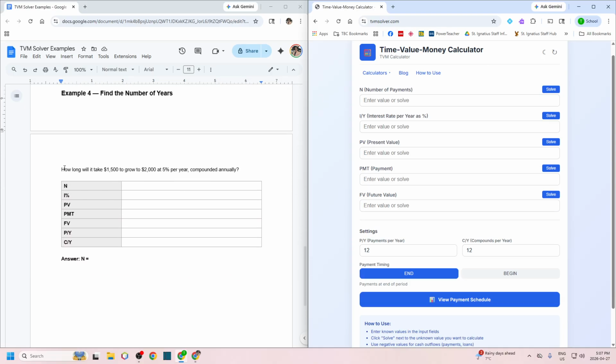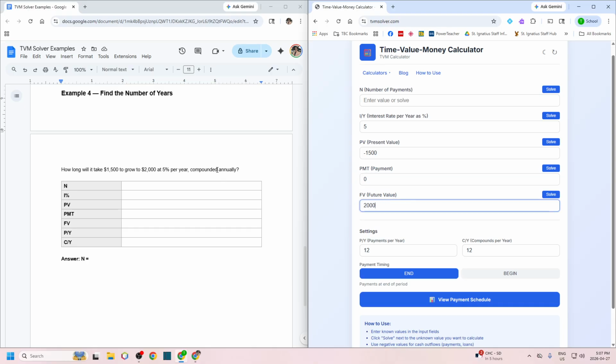Next one. How long will it take 1,500 bucks to grow to $2,000 at 5% per year compounded annually? So this one, we don't know the N, the mystery amount here, like the number of payments. So that's what we're going to leave blank. Let's fill everything else in though. We know our interest rate's 5%. We know that our present value is going to be minus 1,500. Okay, there's no payment. The final value is going to be 2,000.